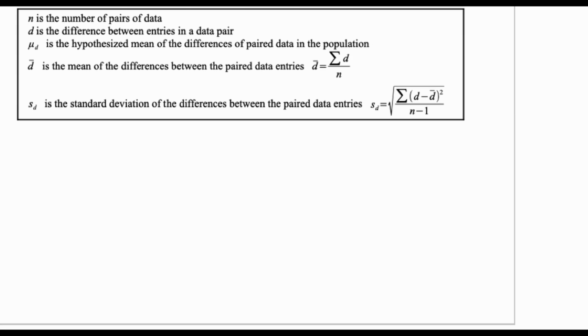Alright, so n is going to be our number of data pairs. D is going to be the difference between entries. Mu with a subscript of d is the hypothesized mean of the differences. And then d bar will be the actual statistical mean of the differences that we get from our participants. S with a subscript of d will be the standard deviation of the differences between the paired data entries.